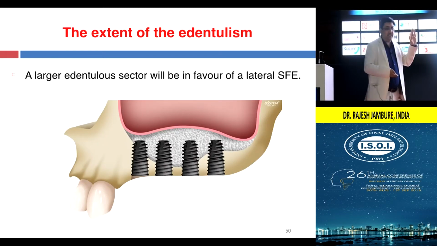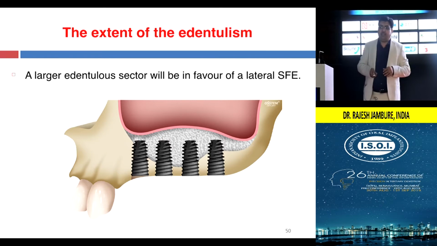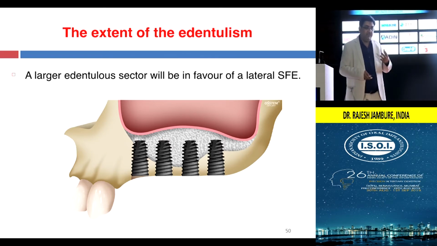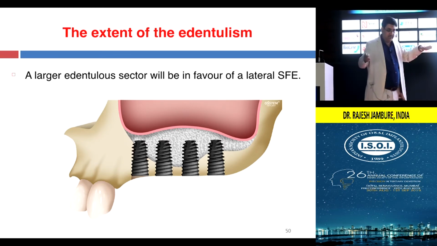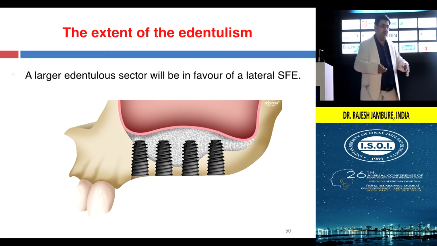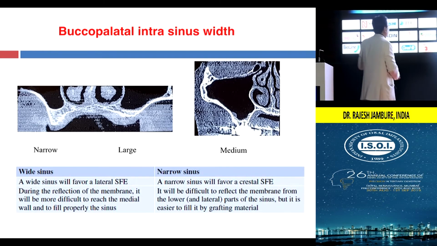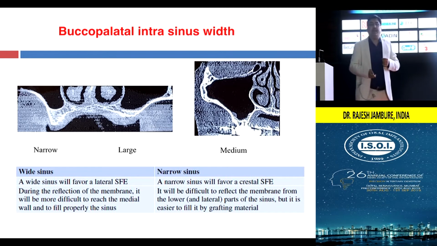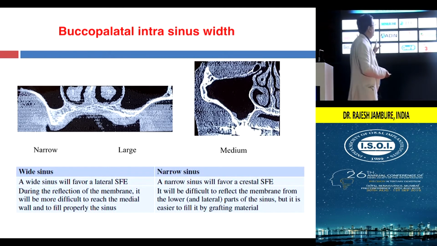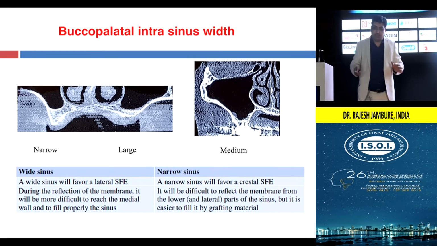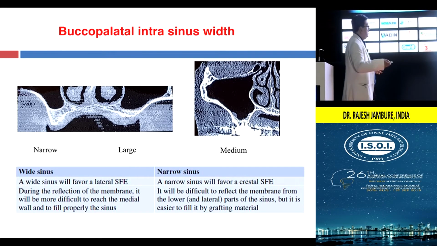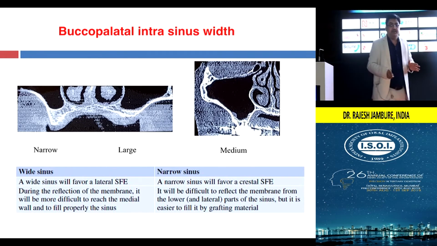Now, if you see the larger edentulous spans, it is recommended that rather than doing it crestally everywhere, it is preferred to do a lateral window approach, so you can graft the majority of this area properly, anterior, posterior, even on the medial segment. As far as the bucco-palatal width is concerned, either the sinuses are narrow or wide. In wide sinuses, again the lateral window approach is more preferred than the narrow approaches. In narrow, you can go ahead and prefer the Crestal approach.